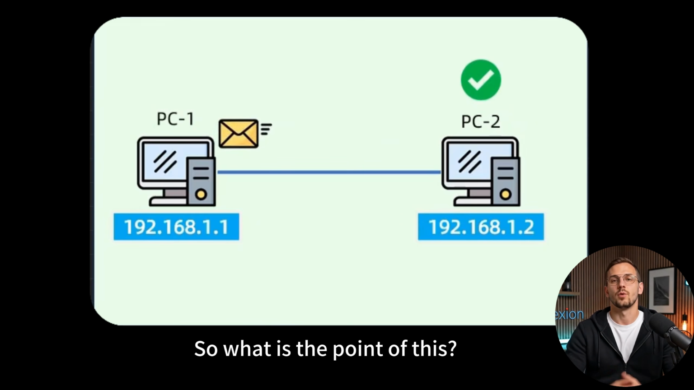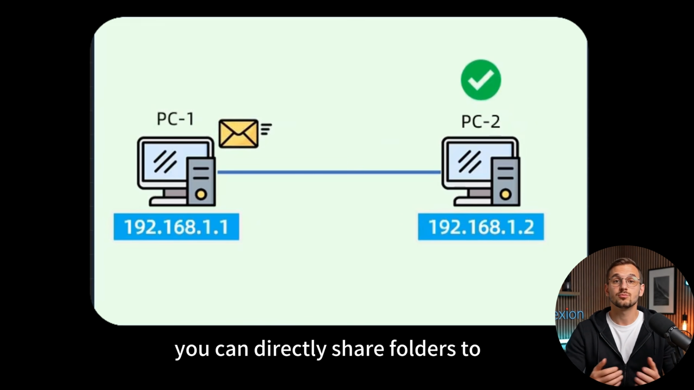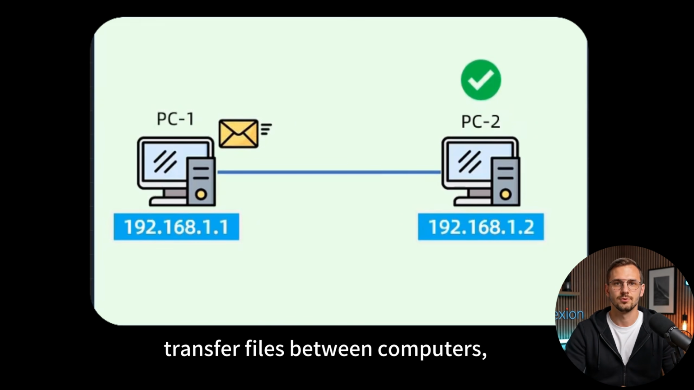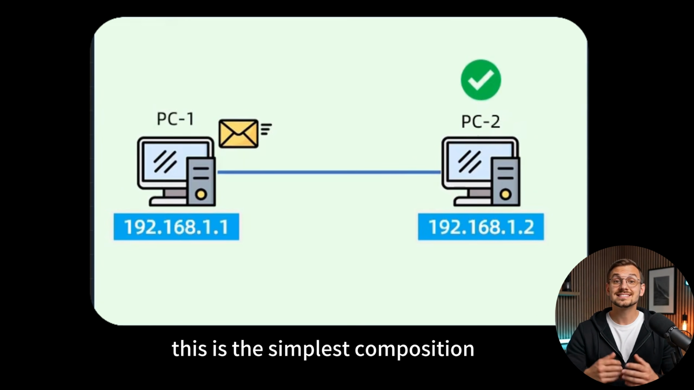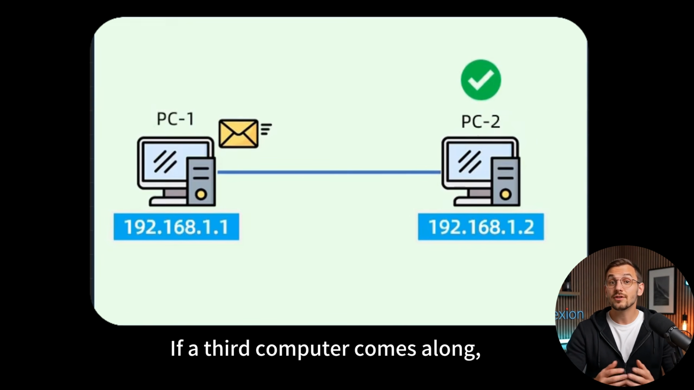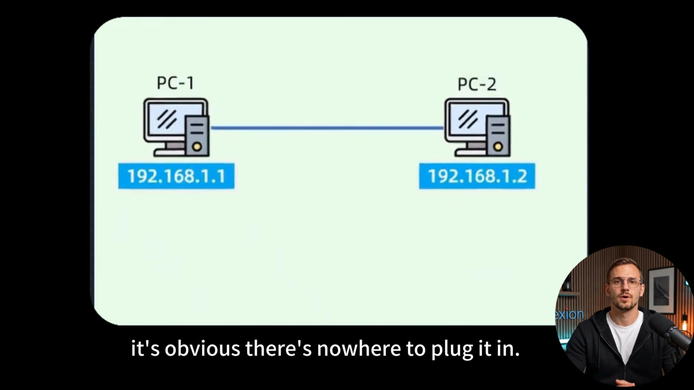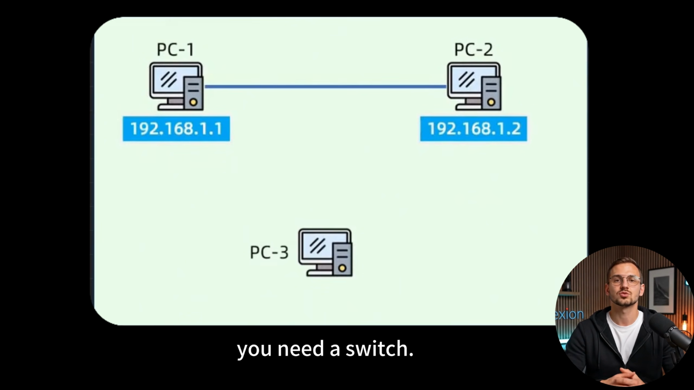So, what is the point of this? For example, you can directly share folders to transfer files between computers, or enable remote desktop to control another computer. This is the simplest composition of a computer network. If a third computer comes along, it's obvious there's nowhere to plug it in. At this point, you need a switch.